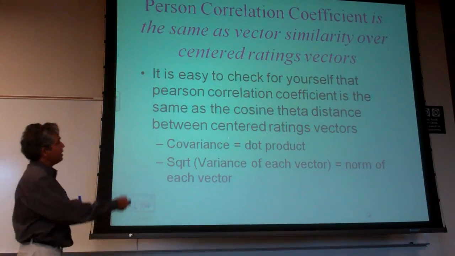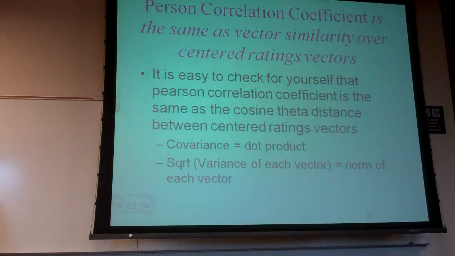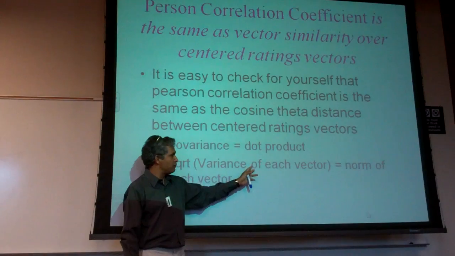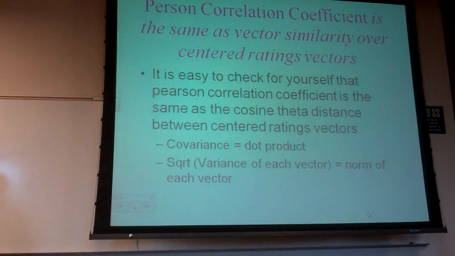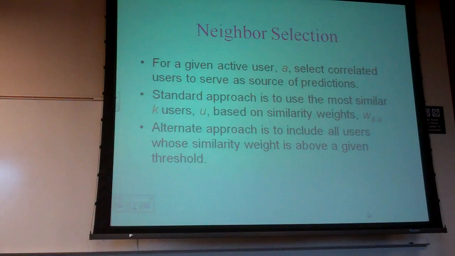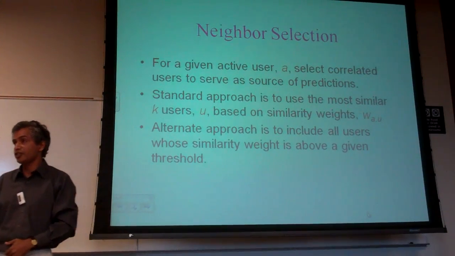And this is just saying that the Pearson correlation coefficient is nothing but vector similarity over centered vectors. Covariance is the dot product, and the square root of the variance of each vector is nothing but the norm of each vector. So you're actually computing exactly the vector similarity over these centered vectors. Now, after doing this, you have computed the similarities between the current user and all the users in the customer database, and you need to pick the top K users that are closest to this user.